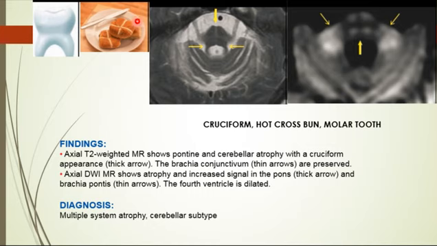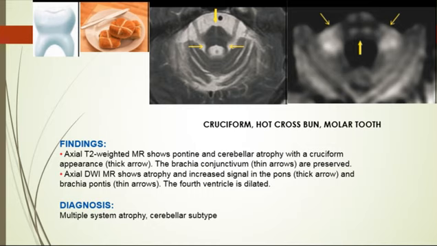This is the hot cross bun sign. You can see it. Sometimes they call it molar tooth sign. If you look at it this way, it looks like a molar tooth. However, Joubert syndrome is more characteristic than this. So we can see here pontocerebellar atrophy, cruciform appearance with preservation of the brachium conjunctivum. On diffusion weighted images, you can see increased signal in the pons and the brachium pontis. The fourth ventricle is a little bit dilated, so it's suggestive of multiple system atrophy, cerebellar subtype.